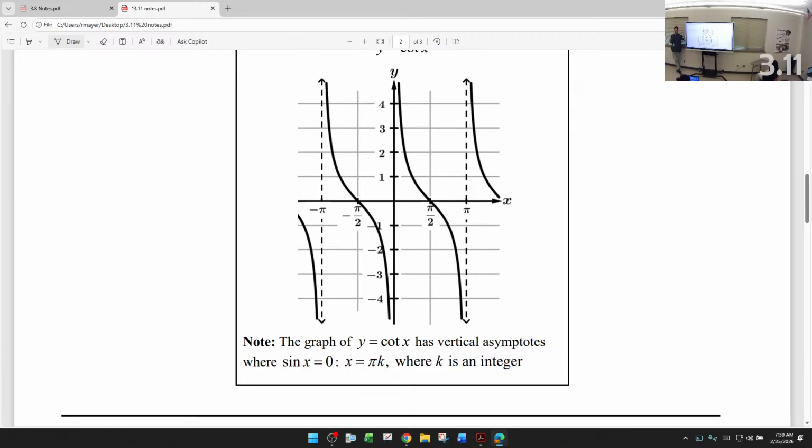Tangent and cotangent. So tangent, we just got a little bit of the other day. It kind of looks like a cubic function. It starts low, hits the inflection point, goes high. That's tangent. Cotangent does the flip of that. It starts high, comes down, hits the inflection point, and goes low. But it doesn't hit the same inflection point, it hits it over.